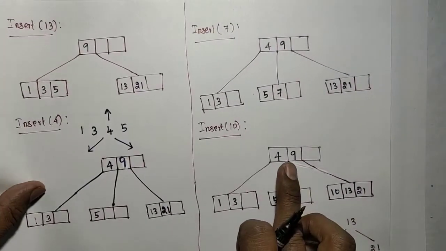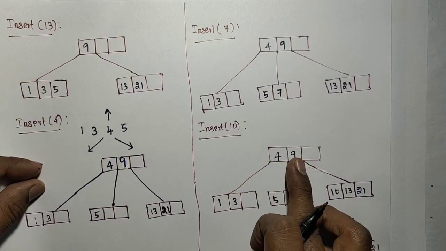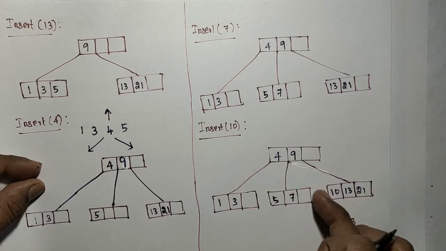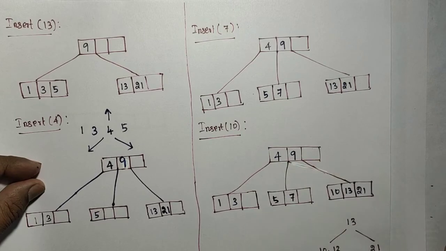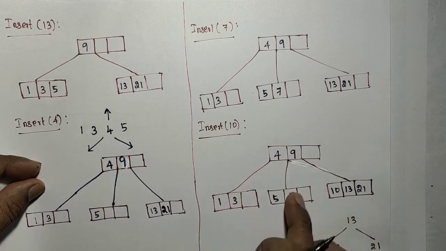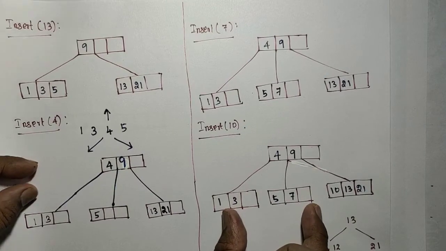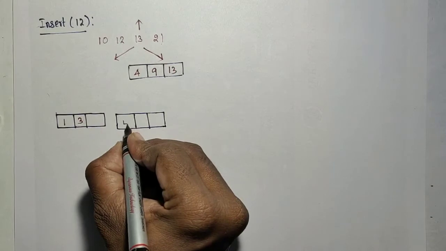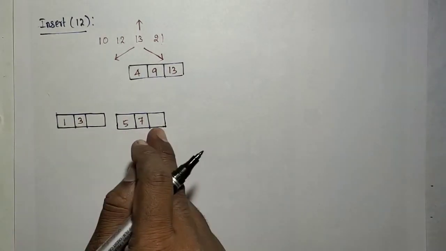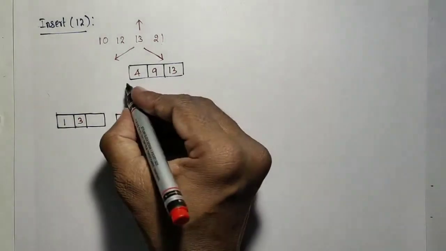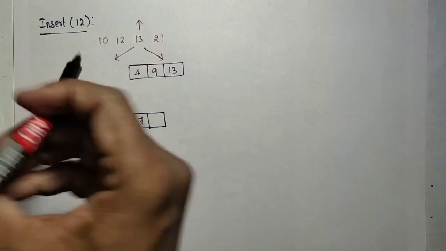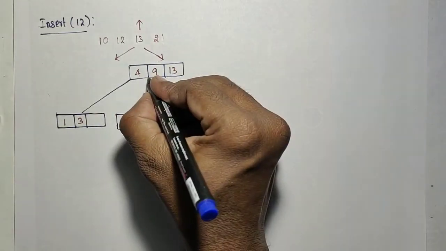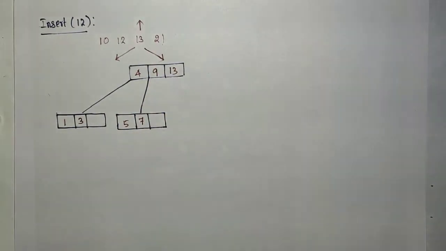So there is no change in the left of the 4, right of the 4. Okay, this means left of the 9. So the changes are only on what? The right of the 9. Okay, so these two nodes have no change. So the 1, 3 and then 5, 7 will be maintained as they are. The 1, 3 is actually the left of the 4, and the 5, 7 is actually the right of the 4. So that will be maintained as it is.